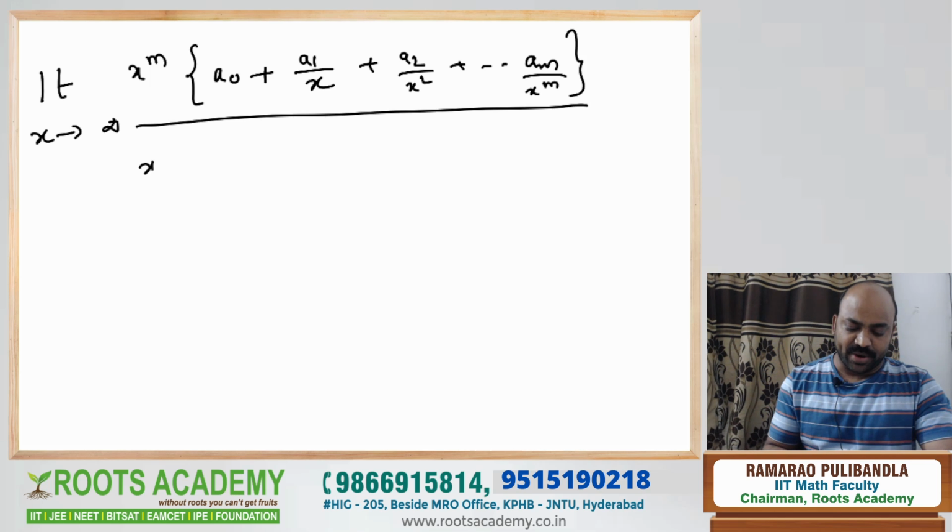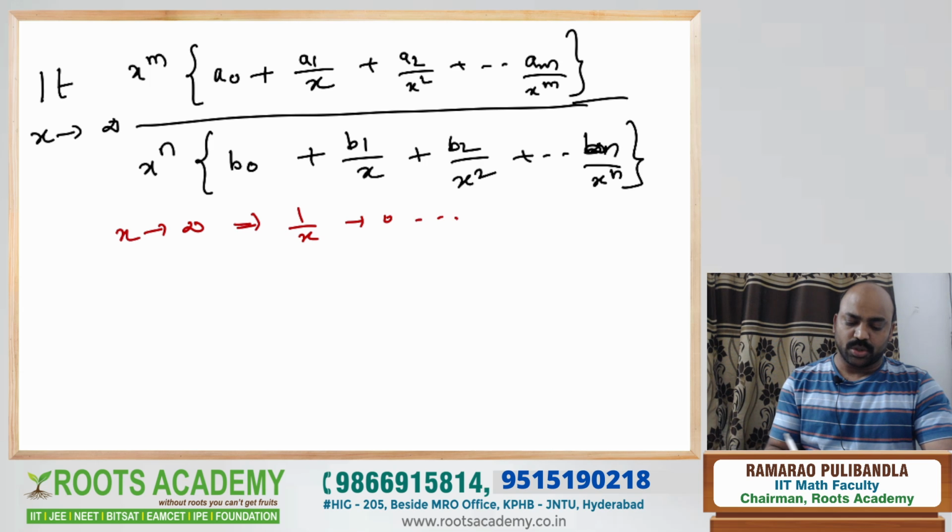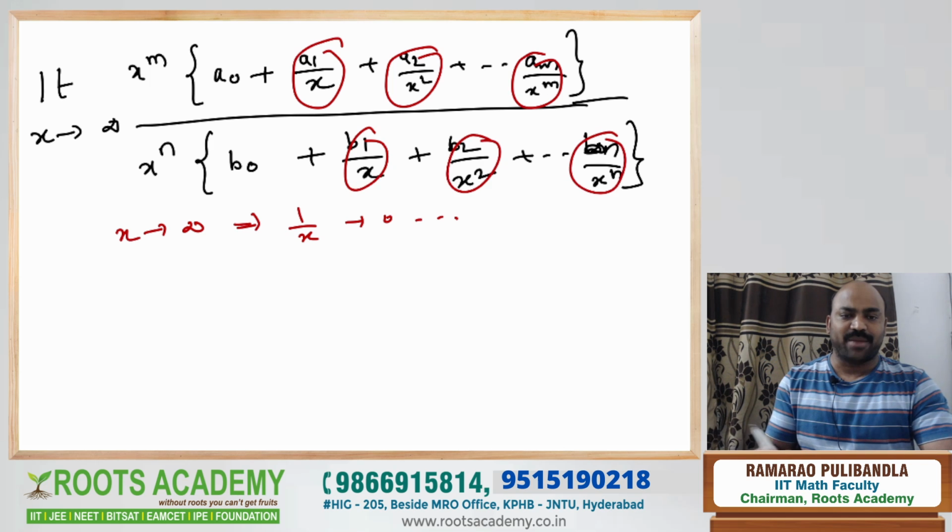Divided by, if I take x power n out, what will I get? b naught plus b1 by x plus b2 by x square plus and so on up to bn by x power n. I will get something like this. But as you know, x tends to infinity, so the higher powers will tend to 0 now. So you can keep this 0, this is 0, this is 0, this is 0, this is 0. All the red marked, rounded things will become 0.